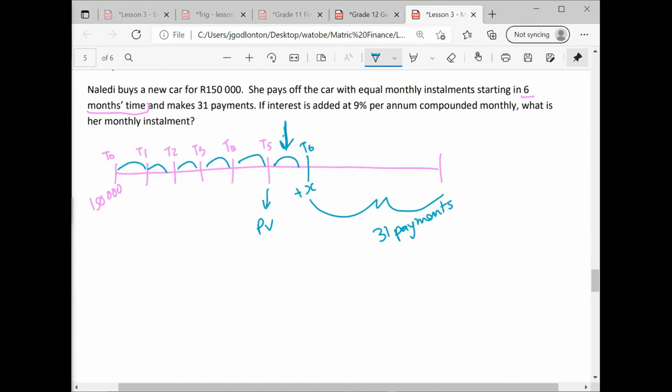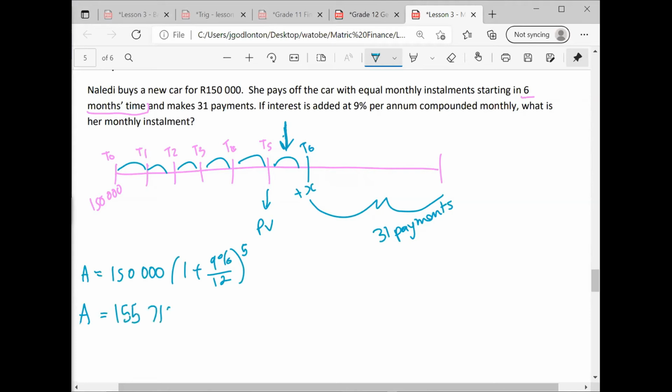And the way that we would start looking at that is that we have 150,000. It's sitting in an account with an interest rate of 9% compounded monthly, and it's sitting in there for 5 whole months. So we're going to put it into our compound interest formula and see what that loan is going to be worth. And that A value becomes 155,710 Rand. And I'm going to keep all of my decimal places because we're going to use this value elsewhere. So already the bank has made money from you because you haven't started making your payments.